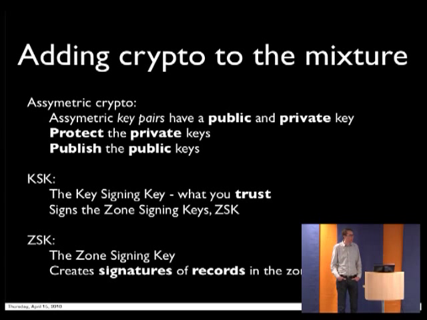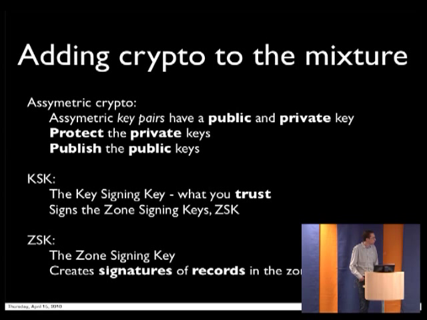So we need to add some sort of crypto to this mix. And what you do is you have asymmetric keys, which means that you have a private component and a public component. So we use asymmetric crypto. And when you have asymmetric crypto, that means that you want to publicize your public keys, so people can make use of them to verify information. And you want to protect the private keys because you use the private keys to generate signatures and encrypt stuff.